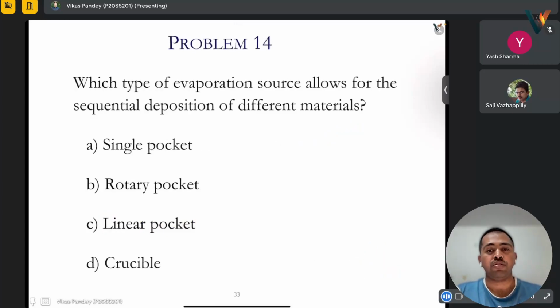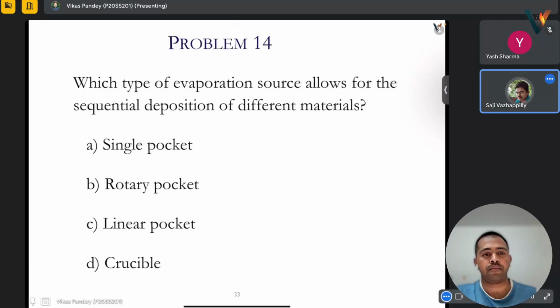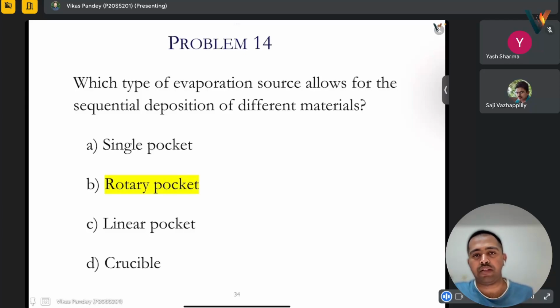Which type of evaporation source allows for the sequential deposition of different materials? Single pocket, rotary pocket, linear pocket, or crucible? Must be rotary pocket. Or linear, both maybe correct. But rotary pocket is the best suitable way that allows sequential deposition of different materials. Linear pocket can also be used, but in that case, mostly alloy kind of things are easy to deposit.